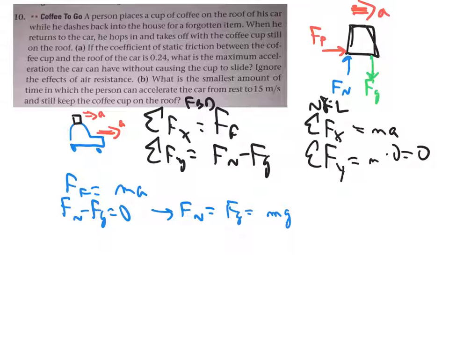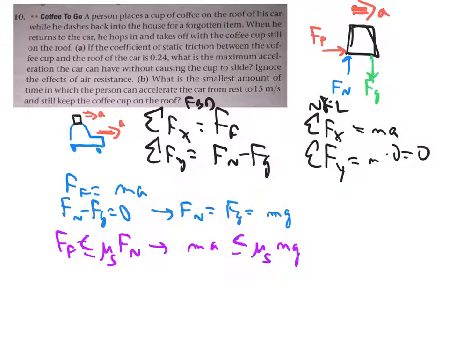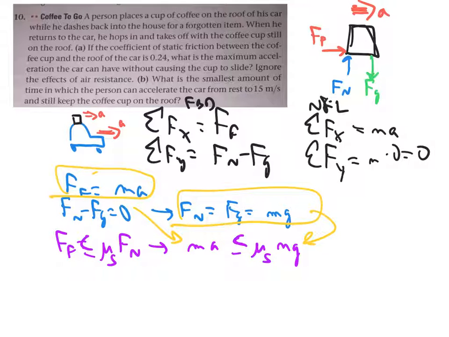And we know that the frictional force, since this is static, is less than or equal to mu_s F_n, because we want the cup to not slide along the roof. So we can put this together and say that ma is less than or equal to mu_s times mg, where I've taken this and put it here, and I've taken this and put it here. Then we can just cancel out the m's, and we get that a has to be less than or equal to mu_s times g.